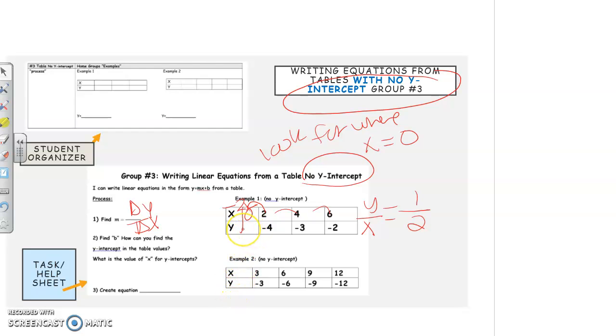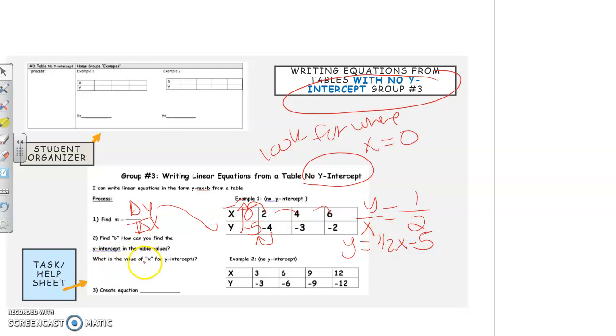And then how do I get my y values? I'm going to go backwards using my rate of change for my y value. Here, my y value was 1. So I'm going to go backwards. If we add 1, I'm going to get to negative 3. So I don't want to do that. I have to go the opposite, so it's going to be negative 5. So my equation for this one is y equals 1/2 x minus 5.